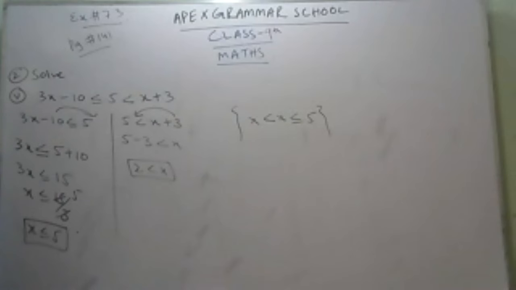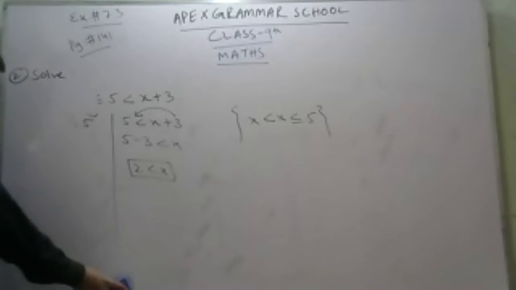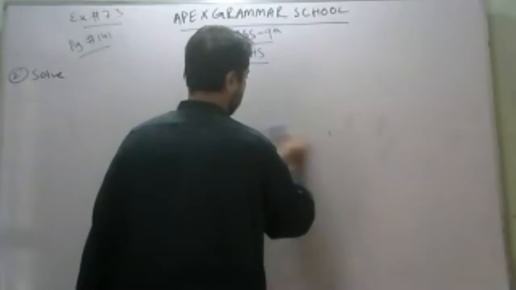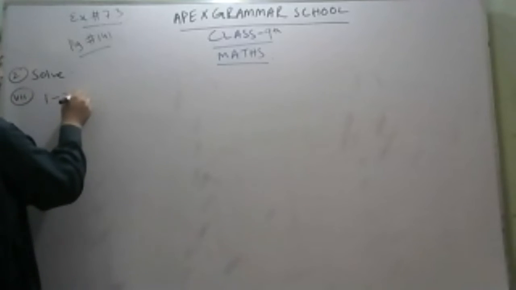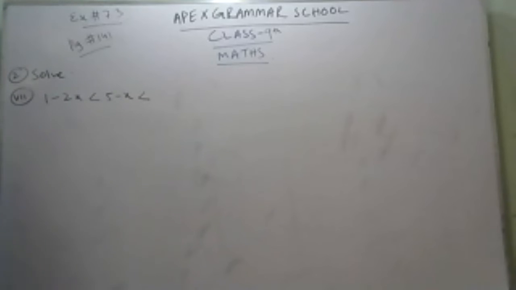Part number 6 is again the same. Part number 7 and 8 are also the same. Okay, we will solve part number 7 now. Part 7 is 1 minus 2x less than 5 minus x, less than 25 minus 6x.